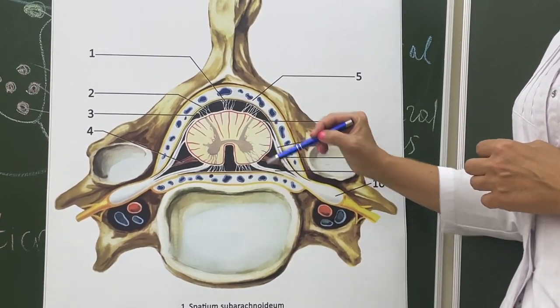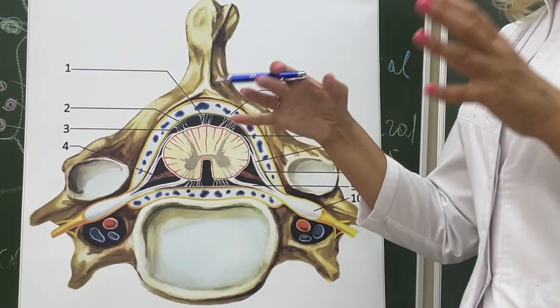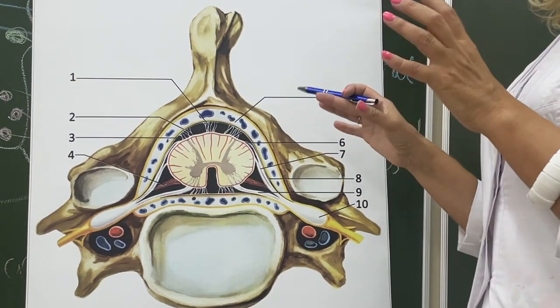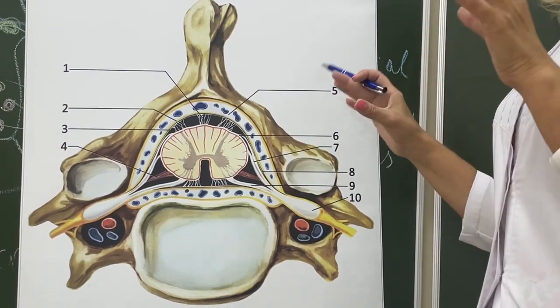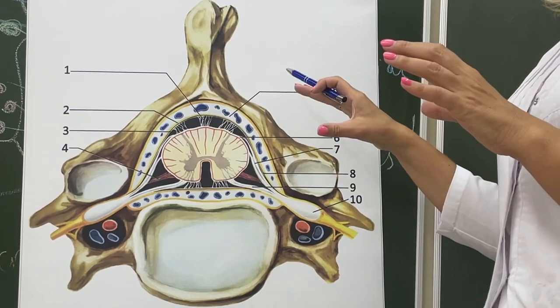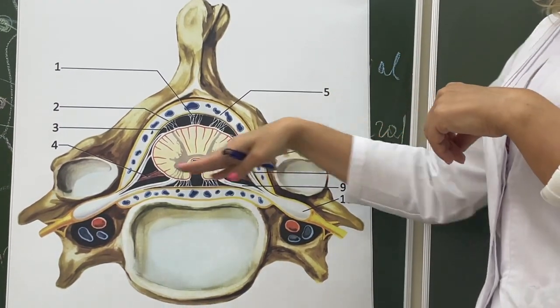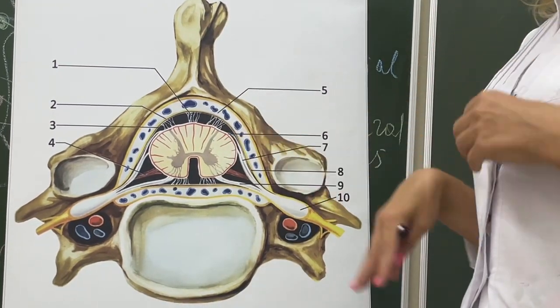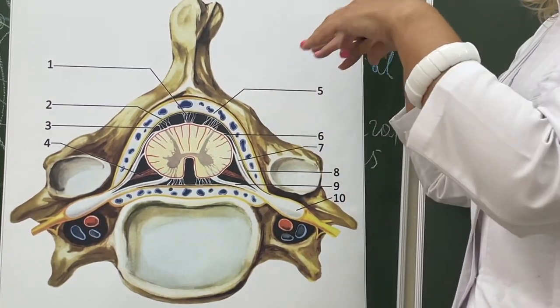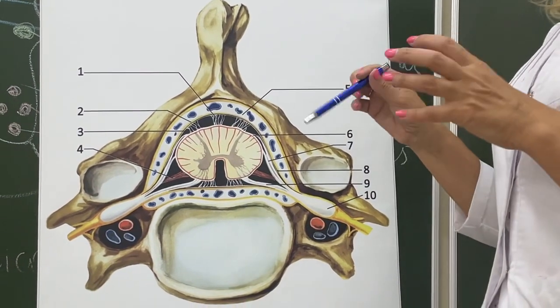Now in detail. The main function of the dura mater is protection: to protect the spinal cord and also to support it, because there are frontally located ligaments to fix the spinal cord inside the vertebral canal. Dura mater is to protect.